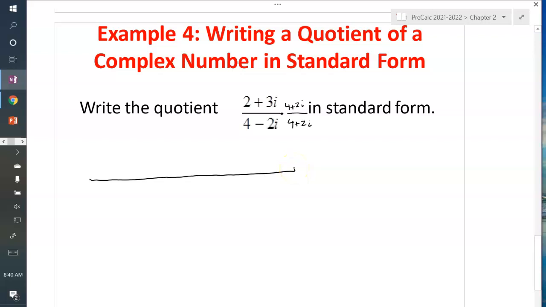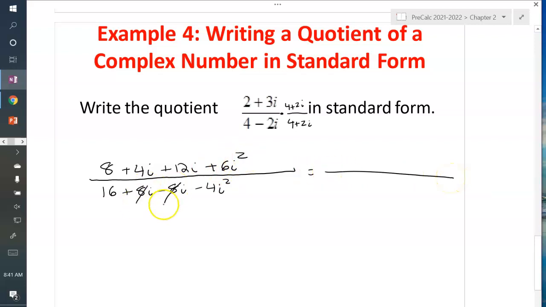Let's do the denominator first. So 4 times 4 is 16. 4 times 2i is 8i. Negative 2i times 4 is a negative 8i. Negative 2i times positive 2i is negative 4i². And then do the same thing in your numerator. 4 times 2 is 8. 2 times 2i is 4i. 3i times 4 is 12i. 3i times 2i is 6i².